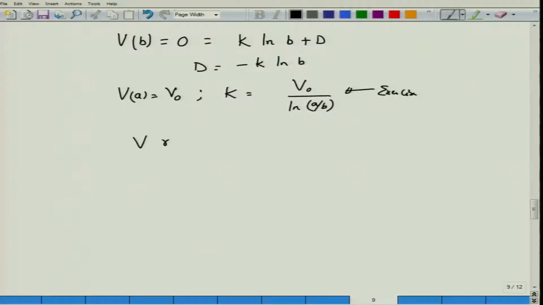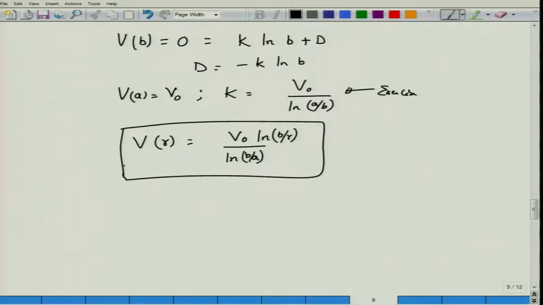And therefore V of R, anywhere between the regions of inner and outer conductor, is given by V0 by log of B by A, B is larger than A, times log of B by R. So, does this potential satisfy Laplace's equation? I hope you can show that it actually satisfies Laplace's equation.